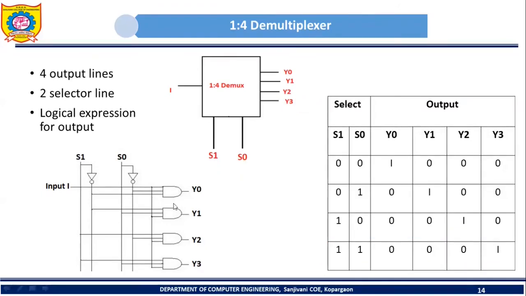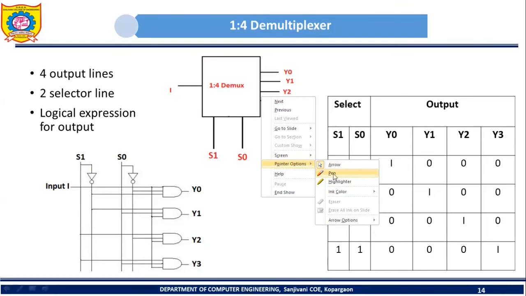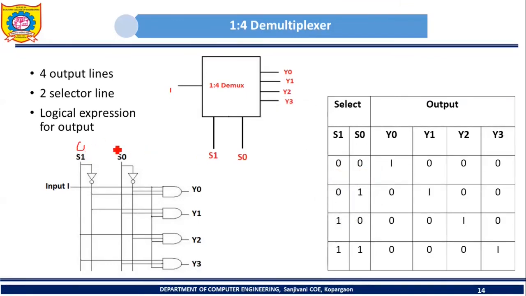Now let's try to understand the working of this demultiplexer with the help of this logic diagram. Suppose S1 and S0 both are 0, 0. What is going to happen? Here both are 0, 0, so the output of these NOT gates will be 1, 1. These outputs are connected to this AND gate. The output of this NOT gate is connected to an input of this AND gate, as well as the output of the other NOT gate. So what will be the value of these two inputs?